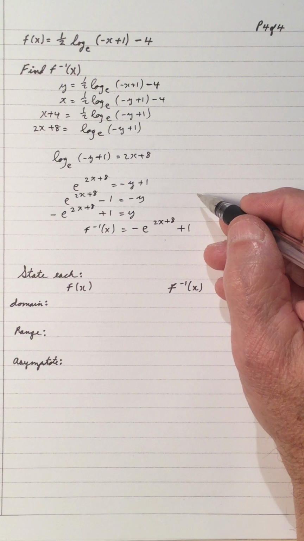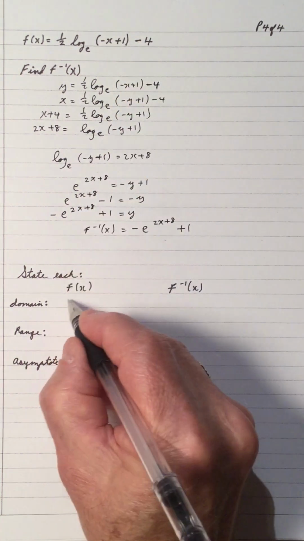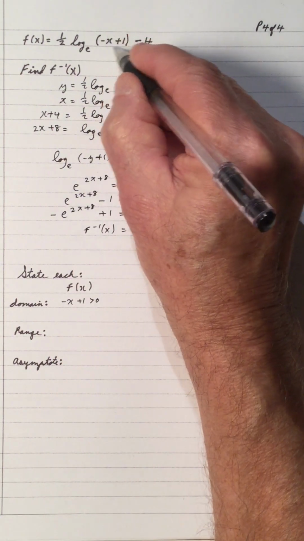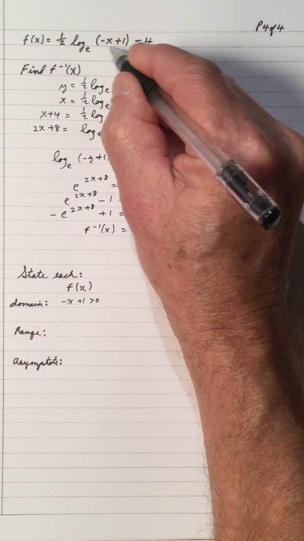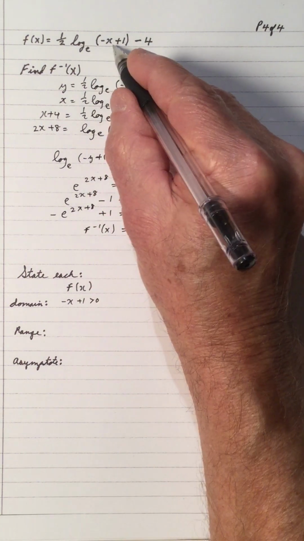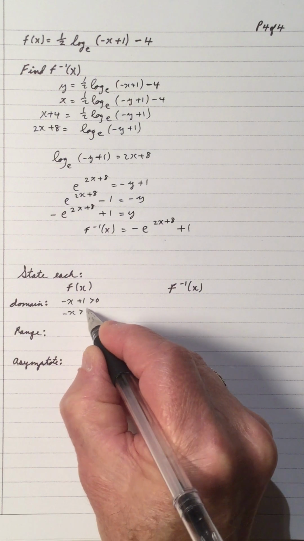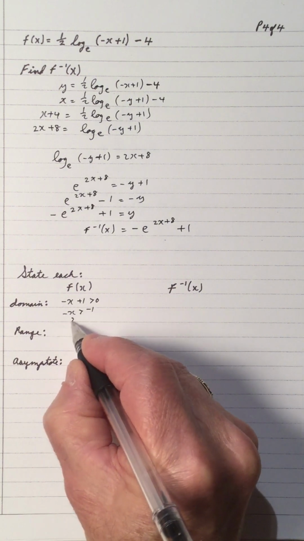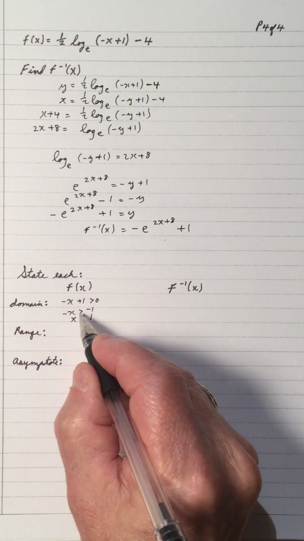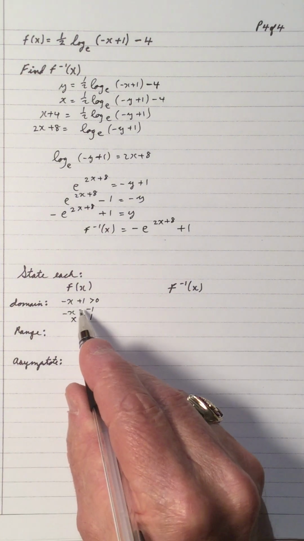And if you look at this one, this is a log. So negative x plus 2 is greater than 0. This expression got to be greater than 0. You can't do the log of 0 or a negative number. So we make this expression greater than 0. So that means that negative x is greater than negative 1. Divide by negative 1, x is less than 1. When you divide an inequality by a negative, it changes direction. So that's the domain. So right away, that's the domain.